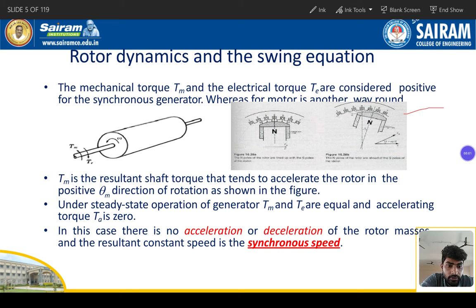Continuation of the swing equation. Once again, welcome back. So, rotor dynamics and the swing equation, right? Where exactly will we get the swing equation? In the rotor, right? Because the rotor is the rotating part of the machine and the stator is the stationary part of the machine, and the rotor has a rotating magnetic field in the synchronous generator or synchronous motor.